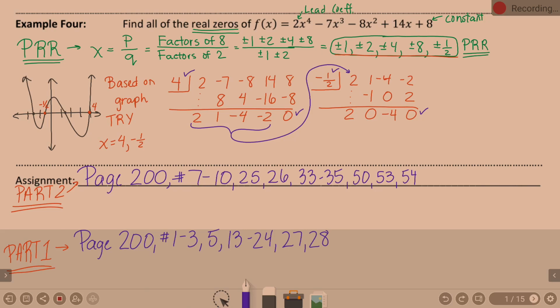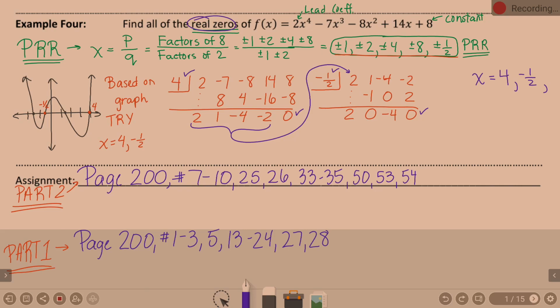At this exact moment, it asked us to find all real zeros. What do we know are part of our answers right now? 4 is a zero and negative 1/2 is a zero. If it said to find rational zeros, all of our rational zeros, we'd be done. We'd be stopping. But this asks for all real zeros, so I want rational and irrational.